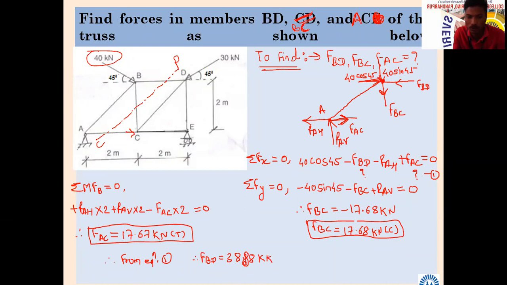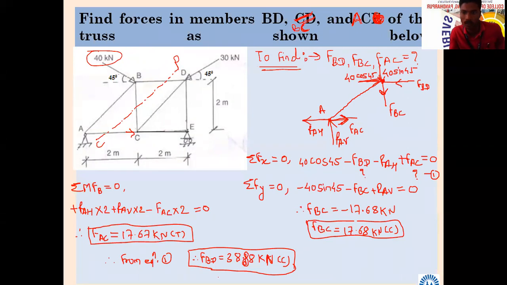Is it coming plus? How have we assumed it? Compressive. So it is compressive only. If it is coming plus, so very simple. If you go step by step, you can solve it. Answers are like this.